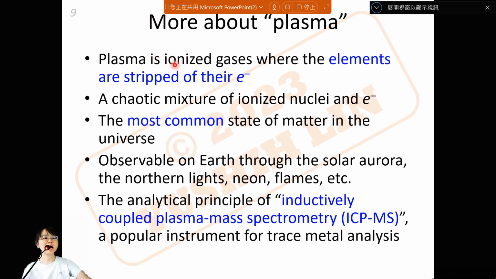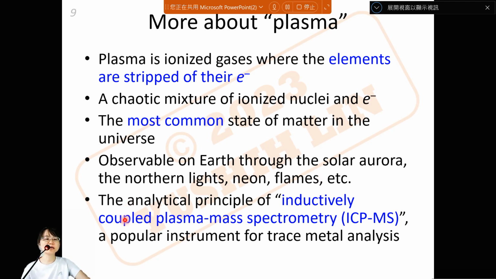So more about plasma. Plasma is ionized gas where the elements are stripped of their electrons. It's a chaotic mixture of ionized nuclei and electrons. It's the most common state of matter in the universe, but it's rarely seen on Earth. It's observable on Earth through the solar aurora, the northern lights, neon, flames.